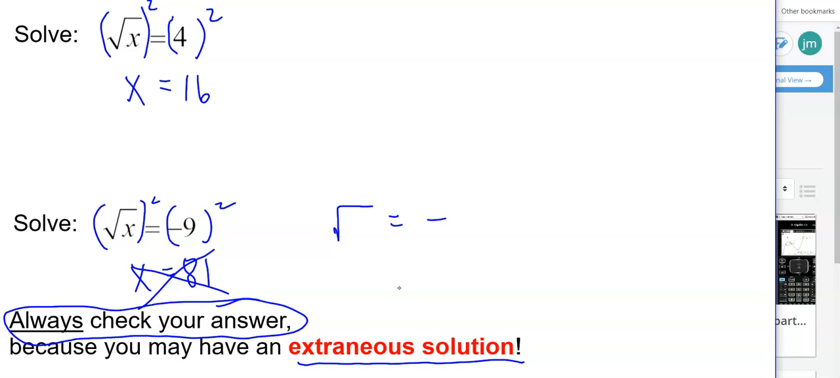There's not going to be a real solution. But if you just solve it using the method that we have, squaring both sides, you might think there's a solution, but there's not. There is no solution to this problem. So that particular solution is called an extraneous solution, which is not really a solution at all.